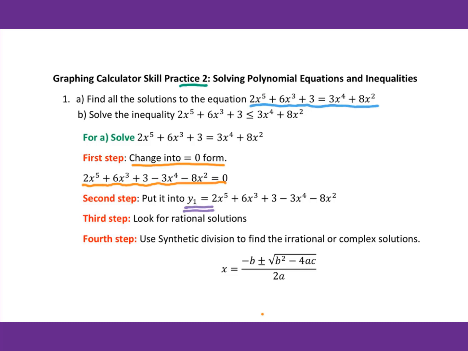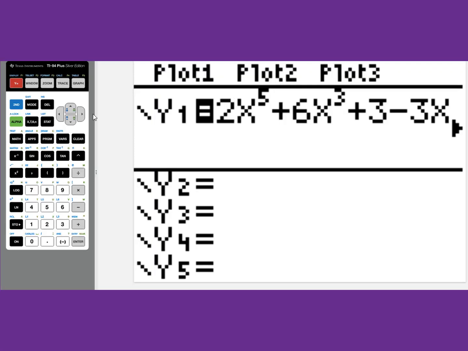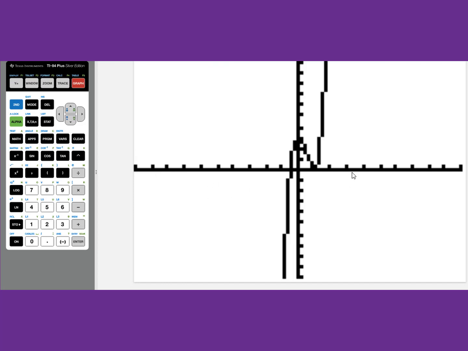Then your third step, look for the rational solutions. Then the fourth step, using synthetic division to find irrational or complex solutions. Here's the formula you got to use. I already put this polynomial function equals 0 form into graphing calculator y1 equals. Then we check the graph.